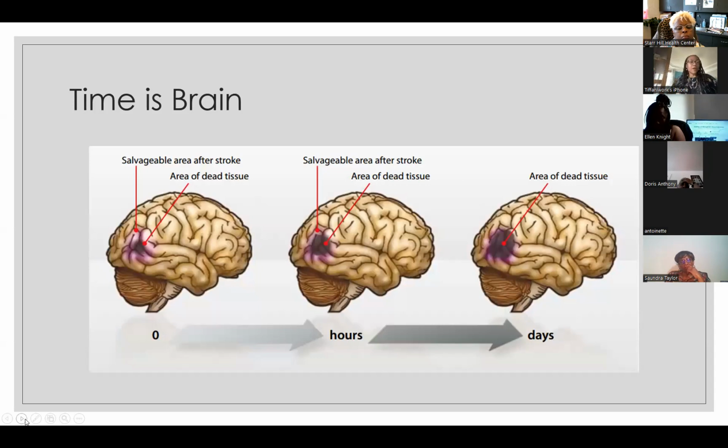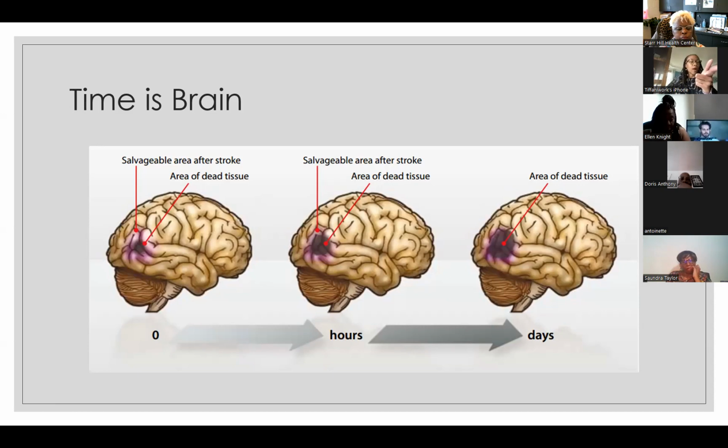Oh, and I want to mention this concept of time is brain. So if we go from the left side of this slide to the right side, the left side is 0 hours, or the immediate incident of a stroke. So you have a stroke and you see that area where it's very black in the brain. That is the area where the tissue is already dead. The blood flow has been stopped. Those cells are dying. But the little purple area around there is an area at risk. That means those cells are stressed. Those cells are under duress. They may be dying, but they're not dead yet. So we have time to improve that area if we can get blood flow to that area.